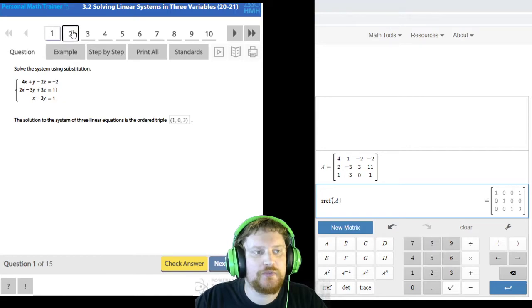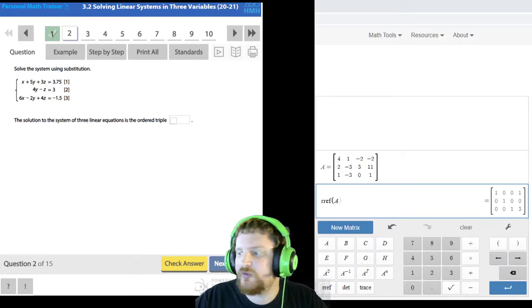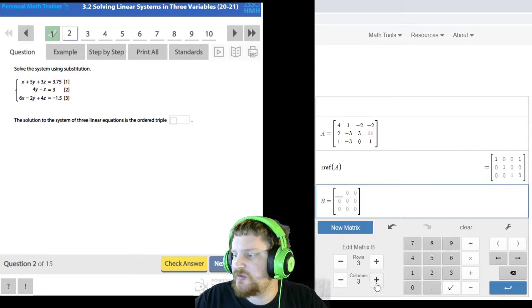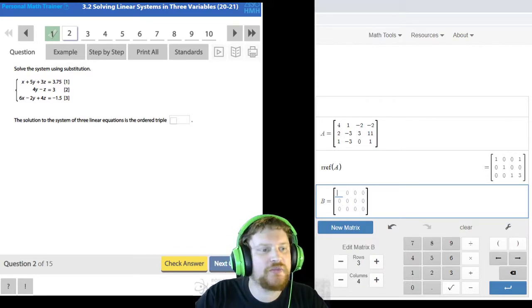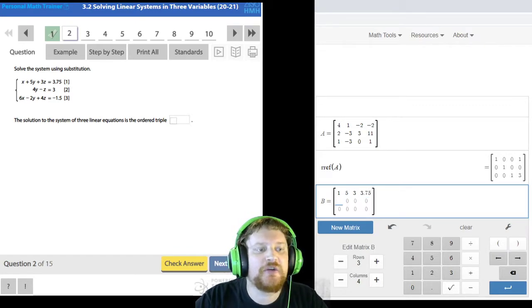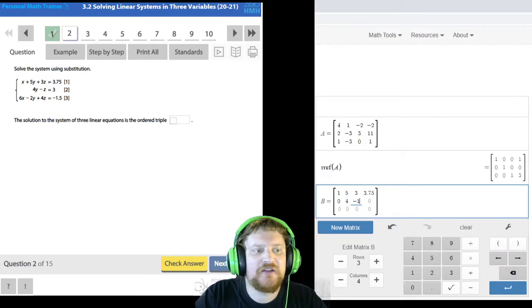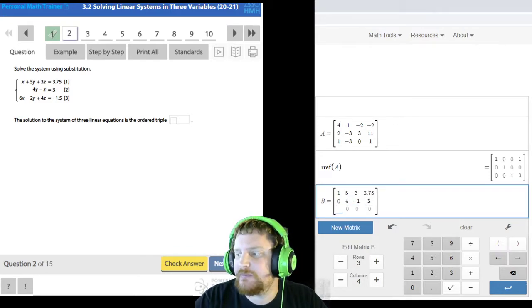Moving on to number 2. Again, they're asking for us to do this through substitution. You'll notice we do have a couple of decimals here. So let's start ourselves a new matrix. Once again, 3 rows, 4 columns. Across the top, coefficient of x is 1, y is 5, z is 3, and our answer is 3.75. Notice that in our second equation here, we are missing an x, so we're going to plug in 0 for x, giving us 4 for y, negative 1 for z, and 3.